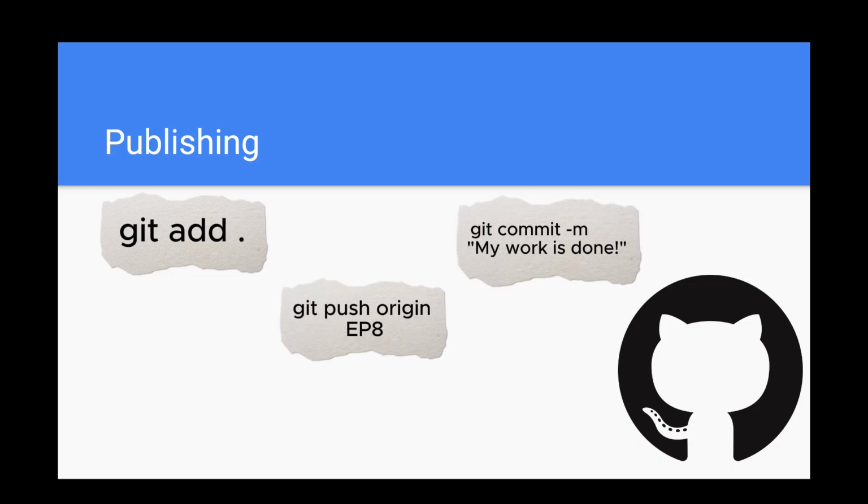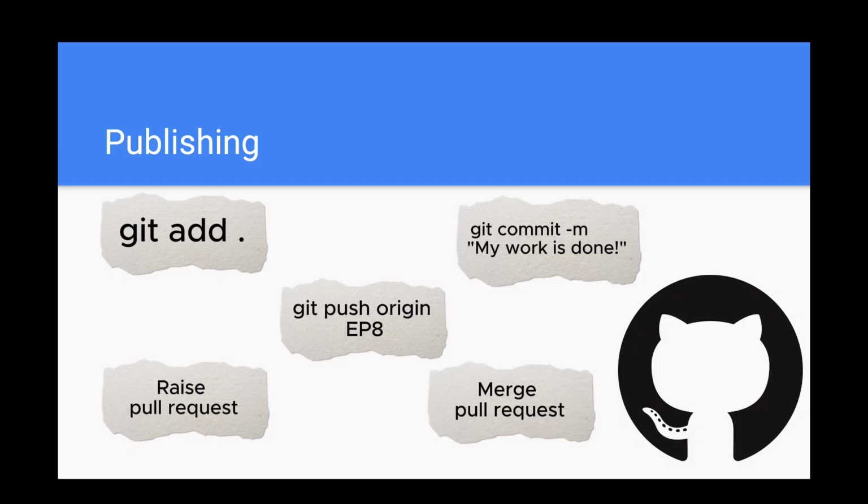You've done this a couple of times before. So you're going to run some commands in terminal, git add, git commit, git push with your branch name, raise the pull request, and then merge it in to trigger a deployment of your changes.